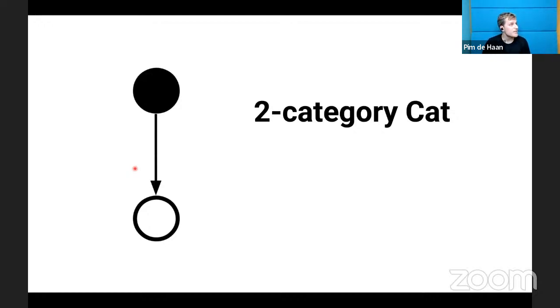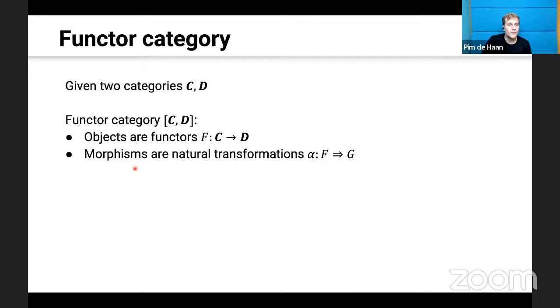We can think of natural transformations as maps between functors. And this gives rise to a very interesting structure called a two-category that doesn't just have objects and morphisms, but also morphisms between morphisms. So first of all, we can define a functor category. Given two categories C and D, a functor category is the category whose objects are the functors from C to D, and whose morphisms are natural transformations between them. And these indeed satisfy the axioms of a category, unitality and associativity.